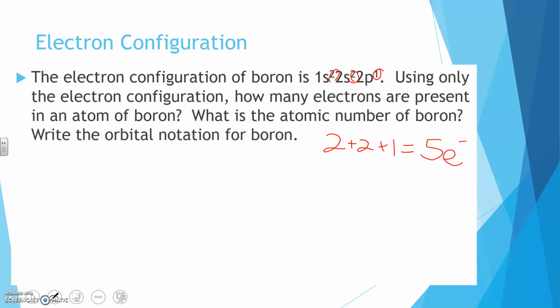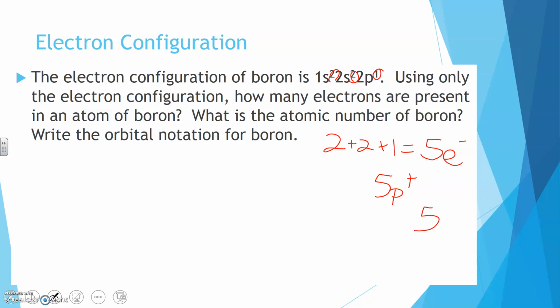What is the atomic number of boron, just using its electron configuration? Well, if it has 5 electrons, it needs to have 5 protons to balance that out. The atomic number is the number of protons, meaning that boron has an atomic number of 5.